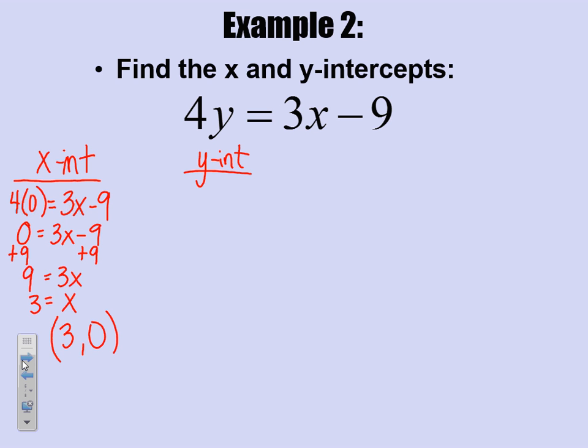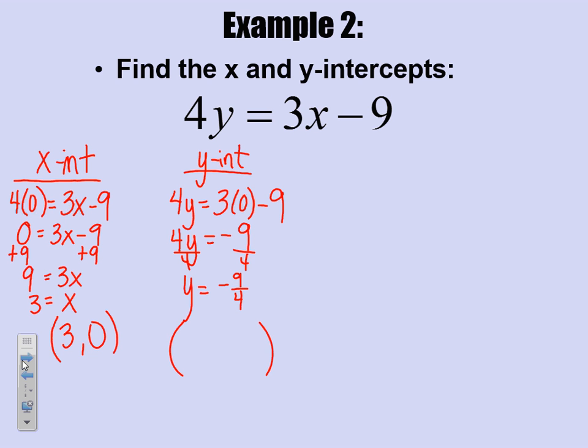This time we make the x become a 0. 4 times y equals 3 times 0 minus 9. 3 times 0 is 0, minus 9 makes negative 9. 4y equals negative 9, divide by 4. y equals, I'm going to leave this as a fraction, negative 9/4. So the y part of my point is negative 9/4. The x coordinate of that point is 0. So we have the x-intercept and the y-intercept calculated for this line.